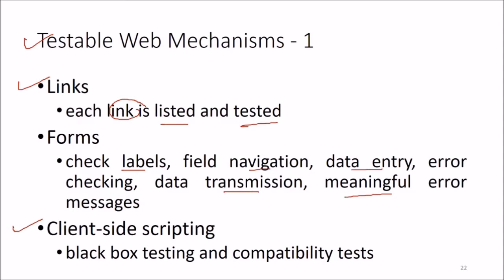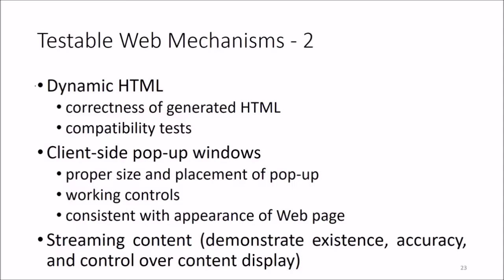Then client-side scripting. Black box testing and compatibility tests can be applied to the client-side scripting. Then the dynamic HTML, that is, the correctness of the generated HTML which is shown to the user, and the compatibility test in the dynamic HTML. Then the client-side pop-up windows: the proper size and placement of the pop-up, working controls, and consistency with the appearance of the web page.